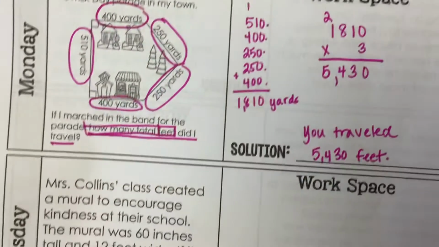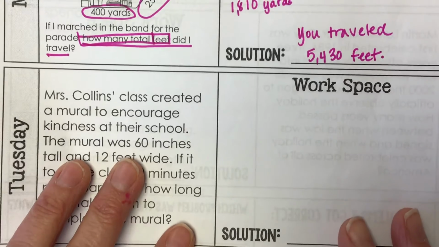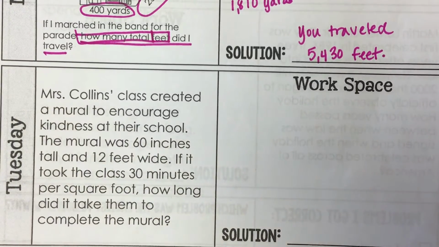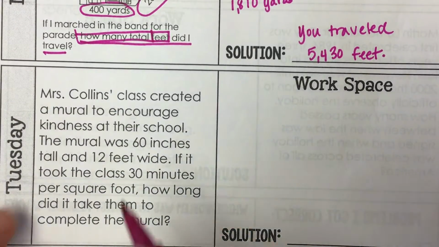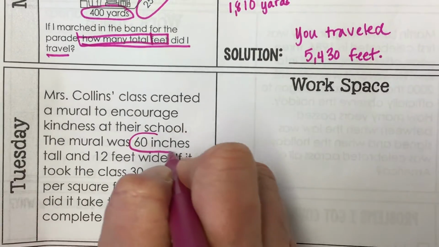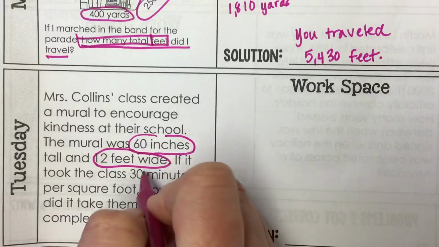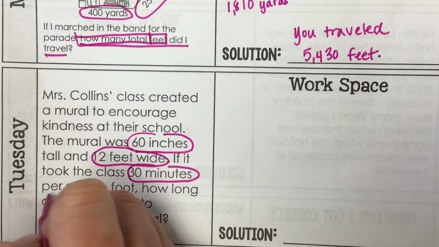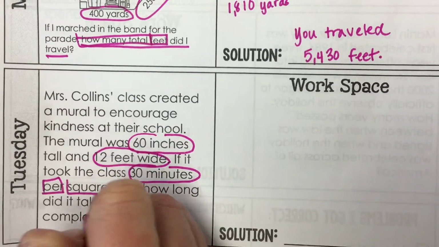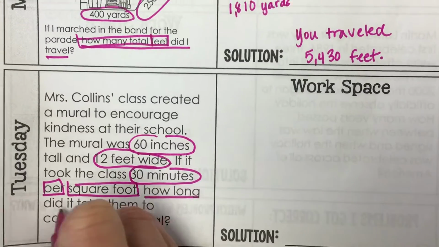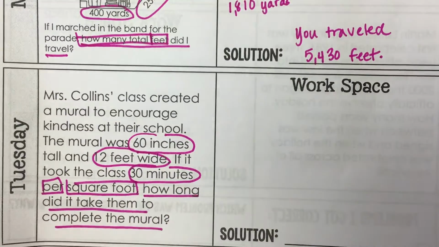Okay, and then the one for Tuesday. Mrs. Collins' class created a mural to encourage kindness at their school. The mural was 60 inches tall and 12 feet wide. If it took the class 30 minutes per square foot, how long did it take them to complete the mural?